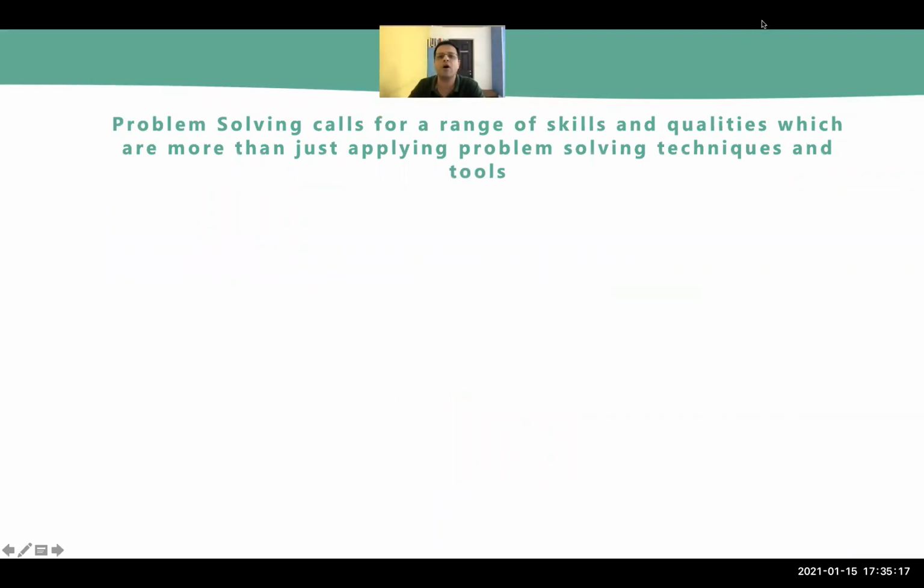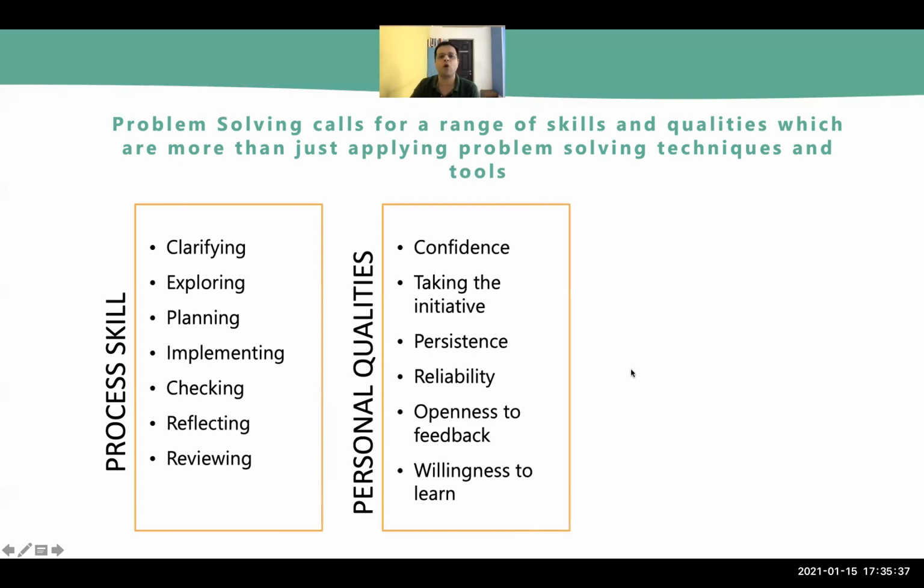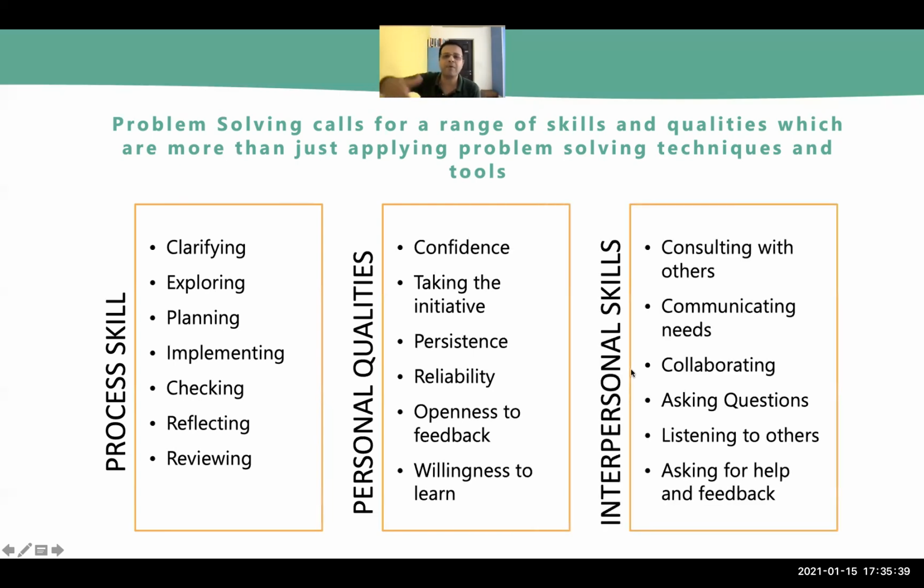So a couple of things before we conclude on this entire problem solving piece, and also on critical thinking, right? Problem solving calls for a range of skills. Otherwise, it would have been very easy. All of us can be good problem solvers, and it requires some qualities which are more than just applying problem solving, right? So it requires process skill. It requires personal qualities of the person solving the problem, and interpersonal skills.